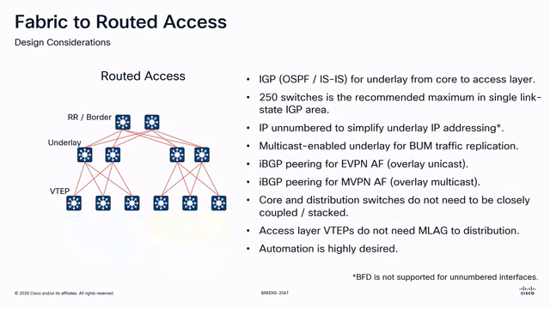So to summarize fabric to routed access, the key design constraints that you need to think about: we'll typically use an IGP as the underlay routing protocol. Keep in mind that when you're doing OSPF or ISIS, 250 switches is the maximum recommended limit for Cat9K switches to be in a single link state area. If you have more than 250 switches, just use multiple areas, let's say an area per distribution block.